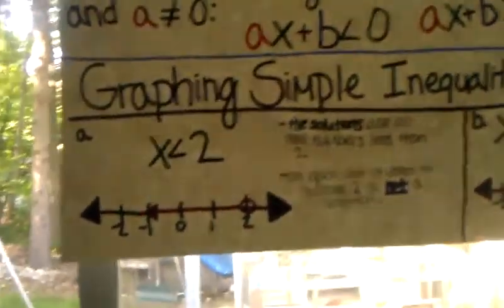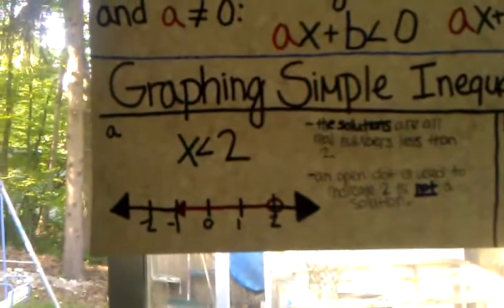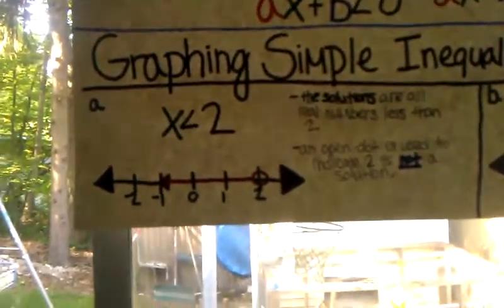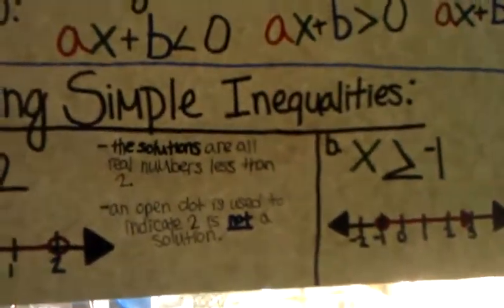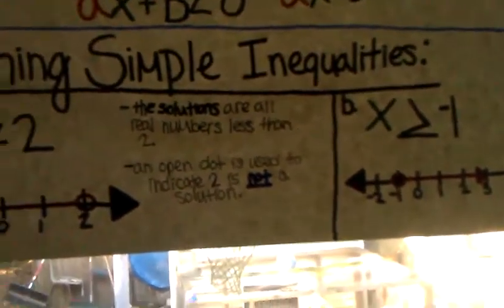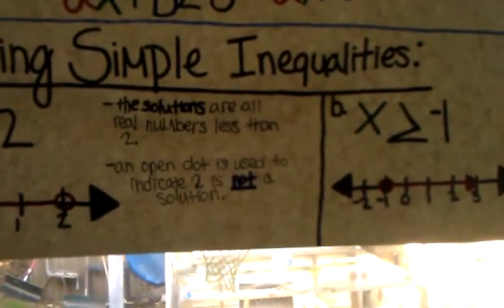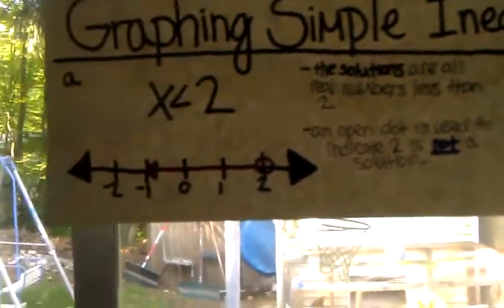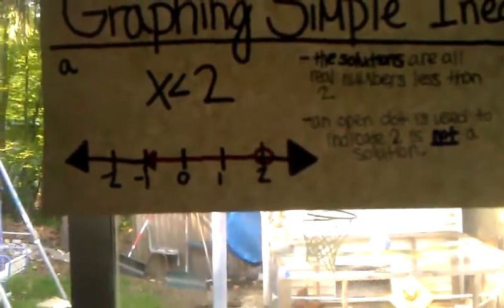Graphing simple inequalities. x < 2. The solutions are all real numbers less than 2. An open dot is used to indicate 2 is not a solution. Then you write it on the number line.